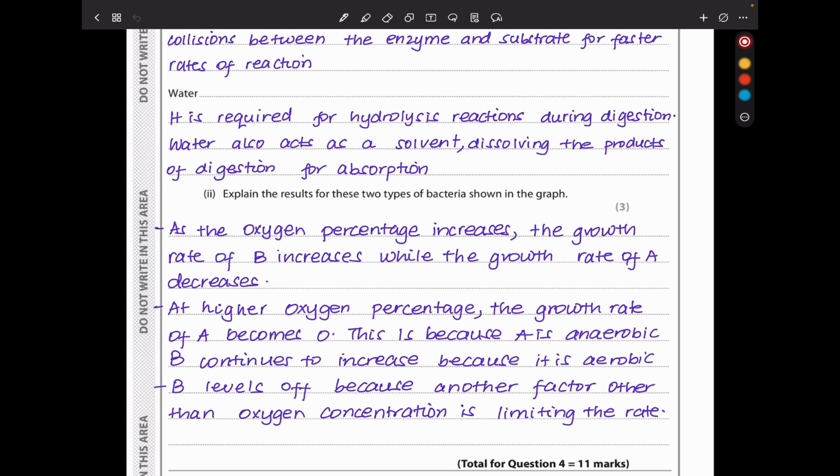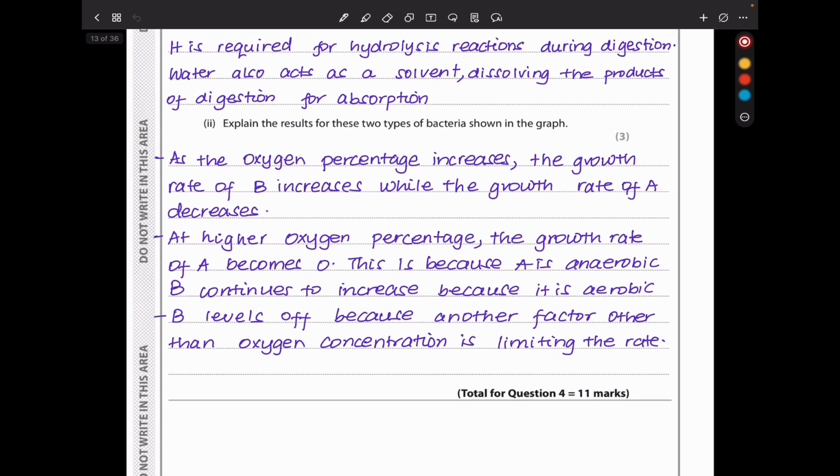Like I've already explained from the graph, we saw that as oxygen concentration or oxygen percentage increases, the growth rate of B increases while the growth rate of A decreases. We also saw that at higher oxygen percentage, the growth rate of A becomes 0. This is because A is anaerobic. B continues to increase because it is aerobic. B also levels off because another factor other than oxygen concentration is limiting the rate of reaction.